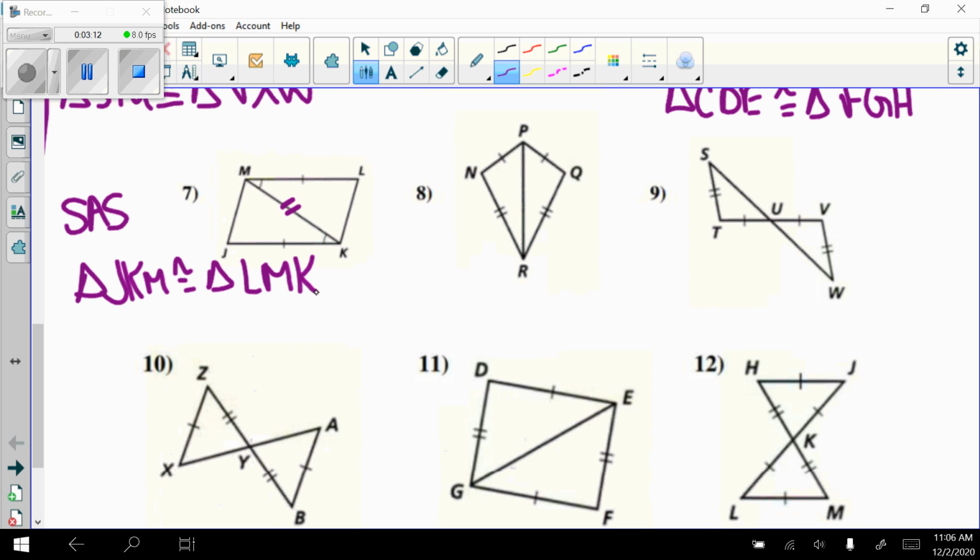Number 8, I have two sides, but then they share that side. They have that side in common. So this is an SSS. Triangle PNR congruent to triangle PQR.